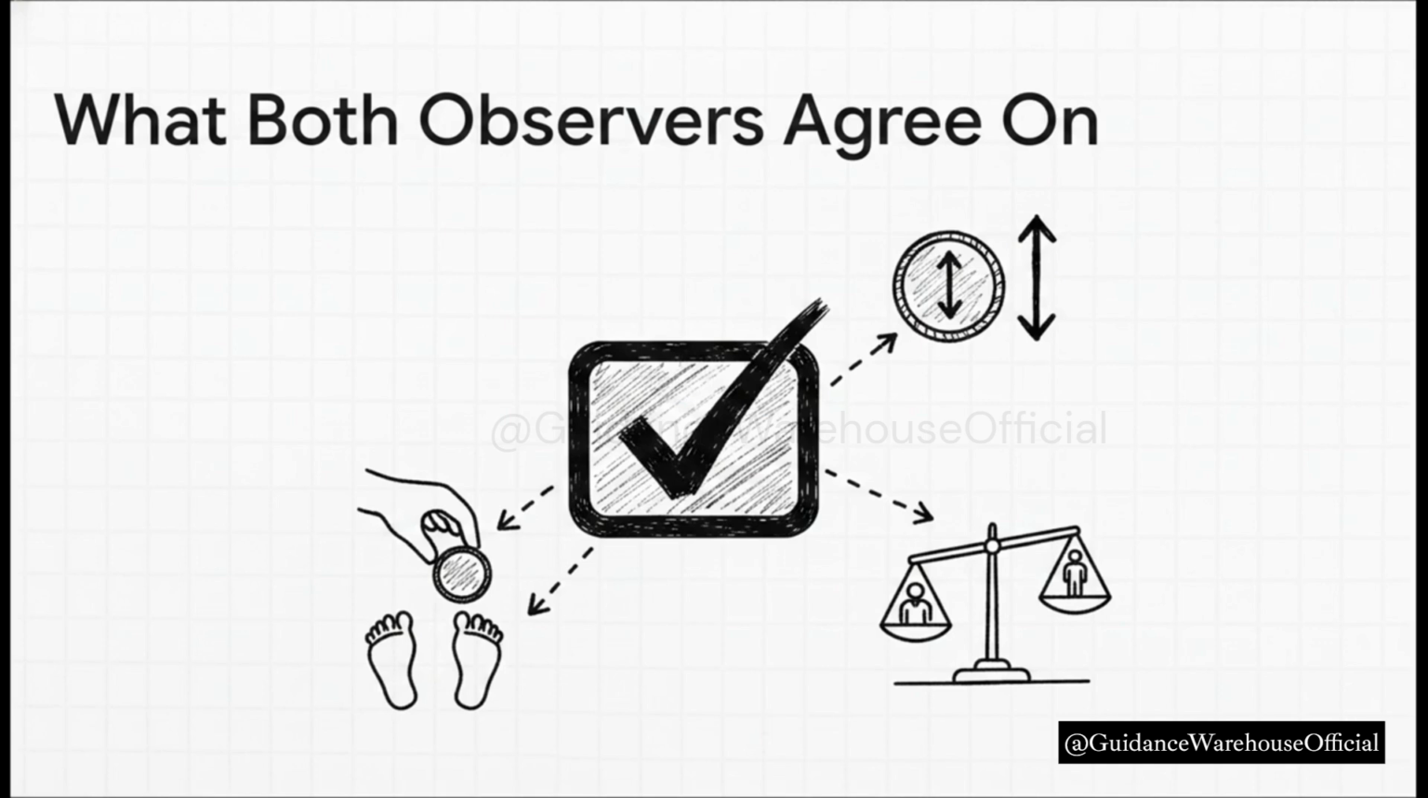And here's the most important part. Even though what they see looks totally different, they both agree on the fundamental physics. They would both agree that the coin fell a vertical distance of 1.5 meters. They'd both agree it landed right below where it was dropped relative to the plane. The laws of gravity work perfectly for both of them.